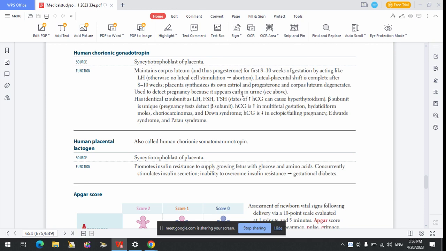So the placenta continues to synthesize its own estradiol and progesterone while the corpus luteum degenerates. Immediately after the 10th week, the corpus luteum goes off, and that estrogen and progesterone synthesis is taken up by the placenta. So you can use it to detect pregnancy as it appears early in urine. By the second week, you see it in urine. By the first week, you see it in blood.